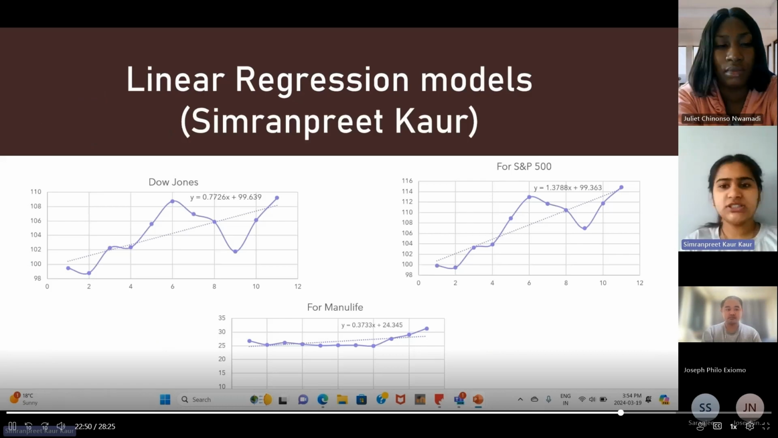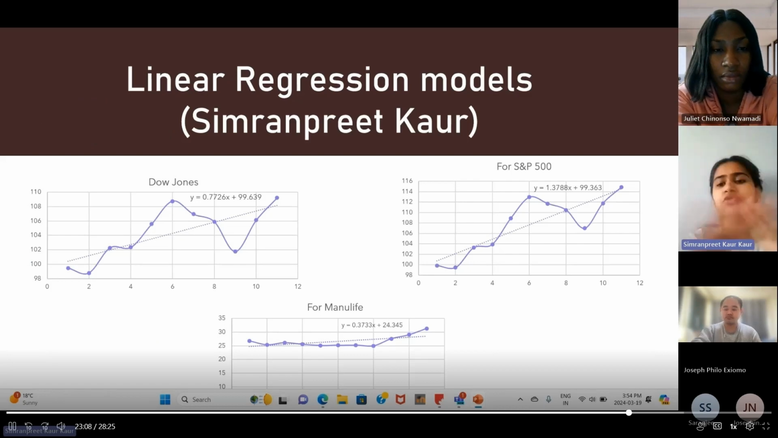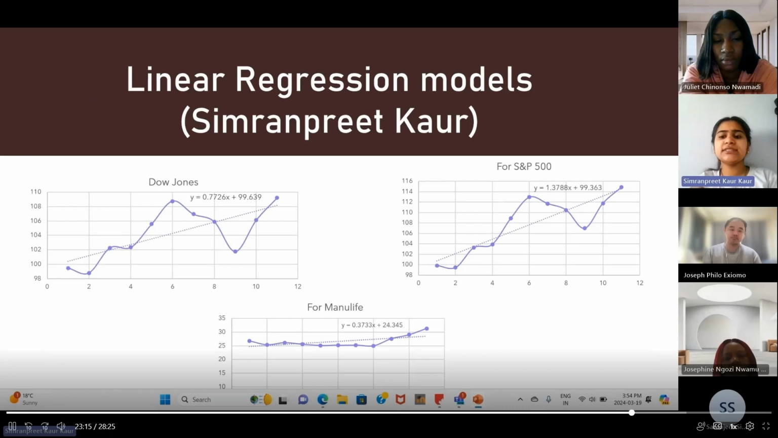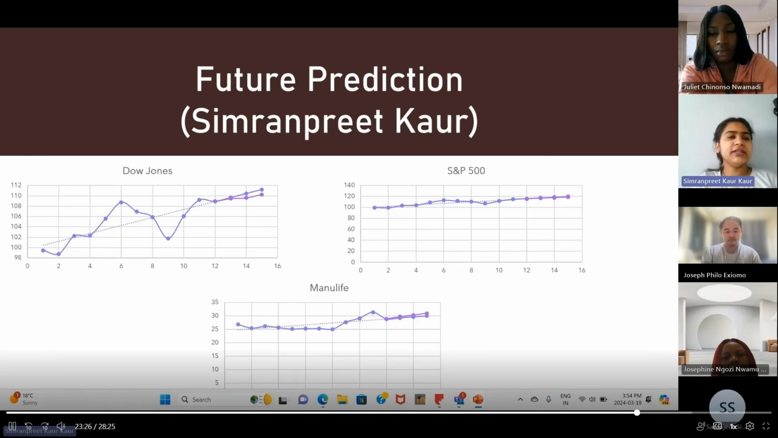So you can see from this data that this is the original data which we have for the two indexes and the company. For Dow Jones, the linear regression formula is clear over there: y is equal to 0.776x plus 99.639, which is different for all of these. This value of y is the dependent variable and x is the independent variable, and we are going to find the next values of y using the previous values of both y and x, which can be done easily using Python or R.